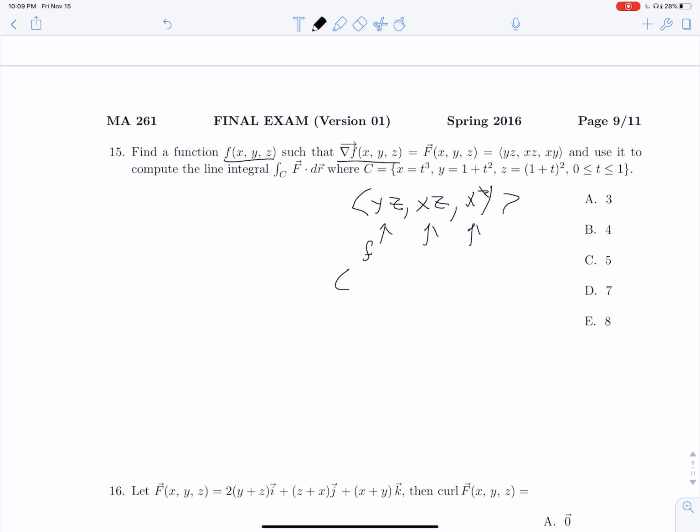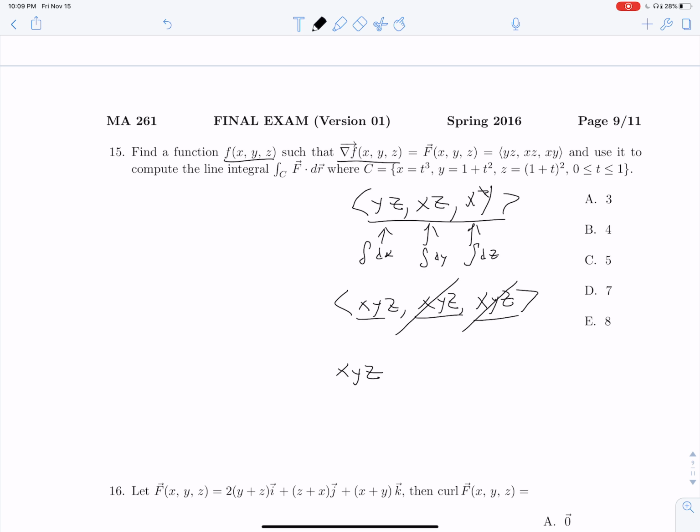We'll take an antiderivative with respect to x. That's an F dx. We want integral dx, integral dy, integral dz. And when we do that, we will get xyz, comma, xyz, comma, xyz. And we have full overlap here. The only function that we could pull out of all of this, that when you take the gradient of it gives you this, is just xyz.